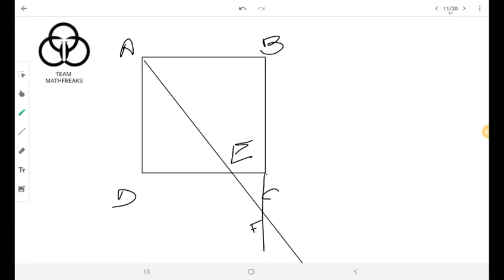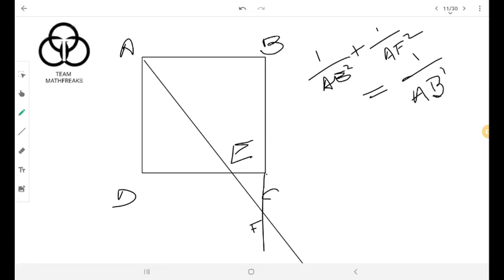Prove that 1 over AE square plus 1 over AF square equals 1 over AB square. This is a very trivial question also, a common question. Solve it fast. Fast. And I won't give you much time.